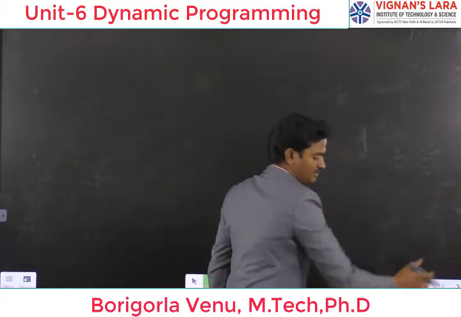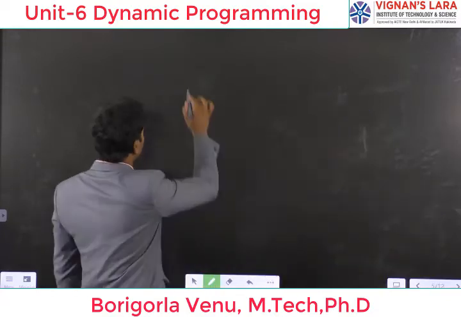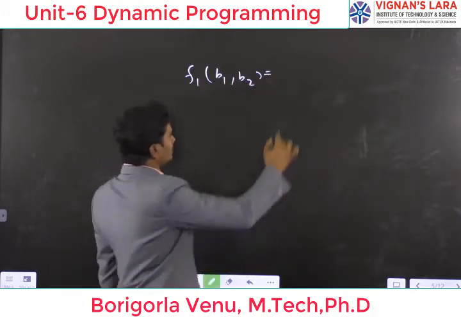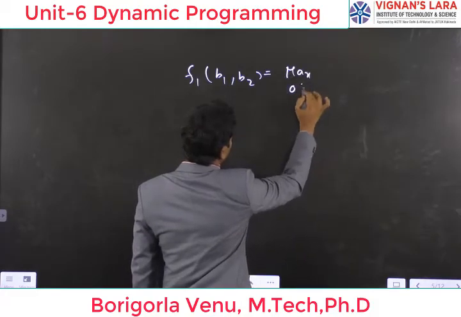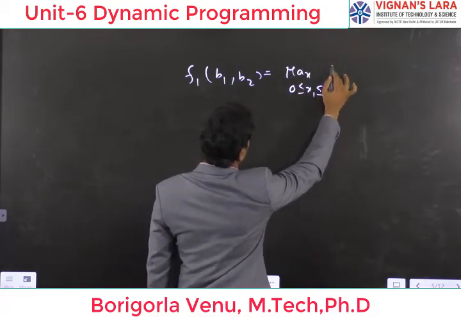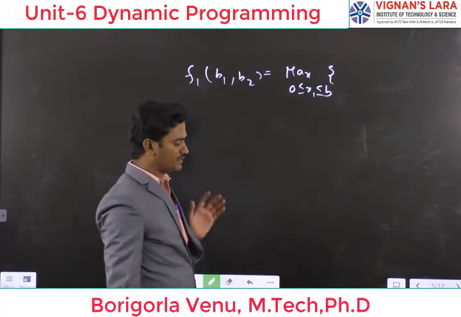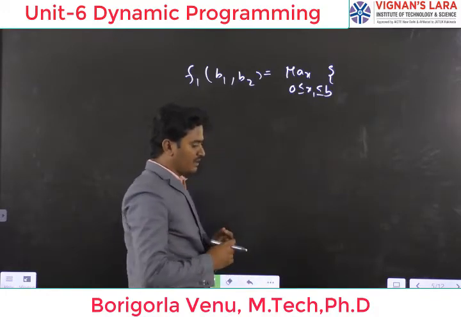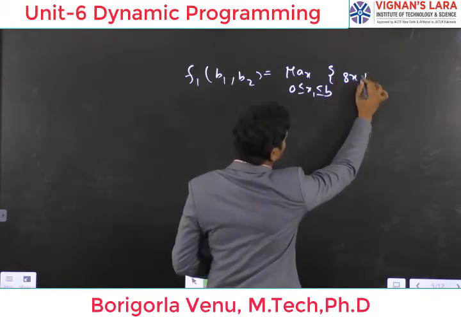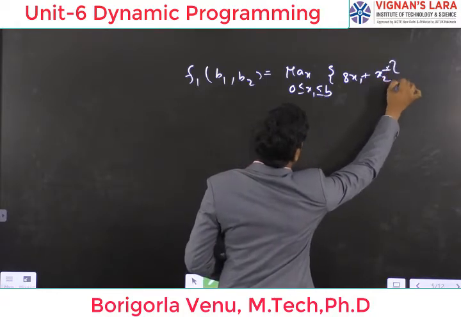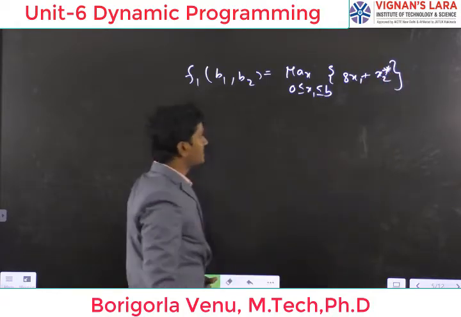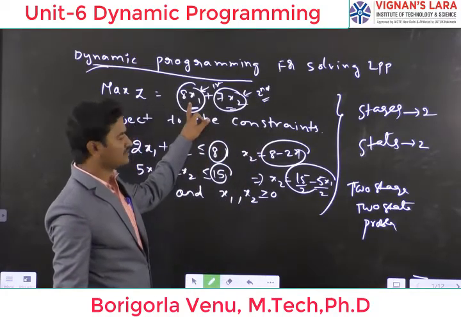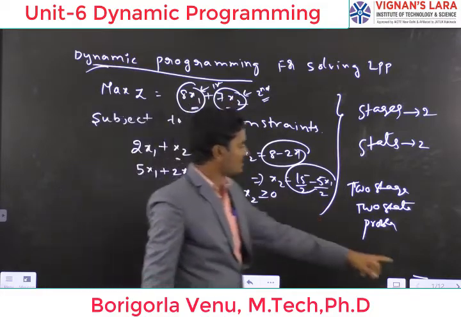Coming to stage 1, what is the value at stage 1? We have f1 of b1, b2 equal to the maximum over 0 less than or equal to x1 less than or equal to b, of the objective function, which is given as 8x1 plus 7x2. Instead of x2 we are going to take the x2 star value.